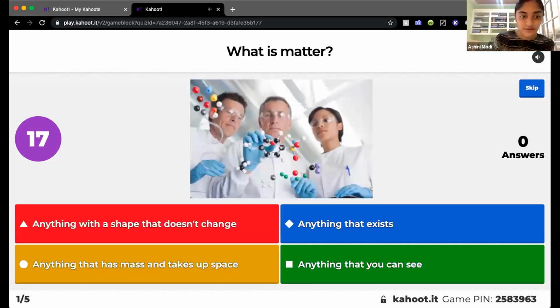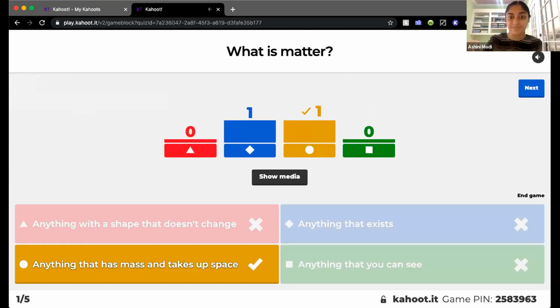The first question is, what is matter? A shape that doesn't have a mass and takes up space, or anything that you can see? Yes, anything that has mass and takes up space.